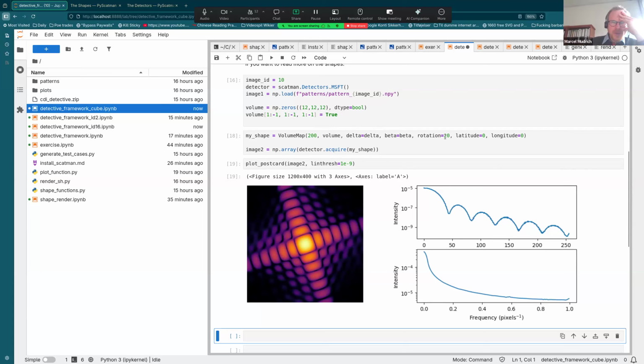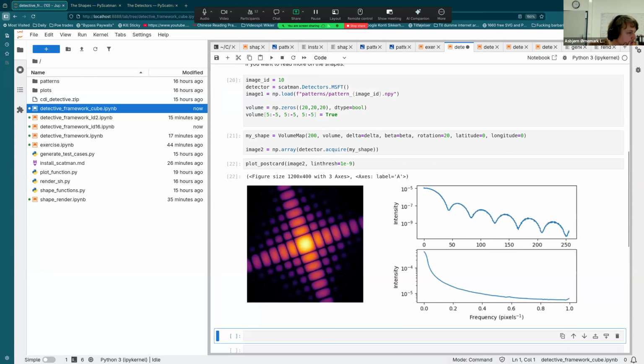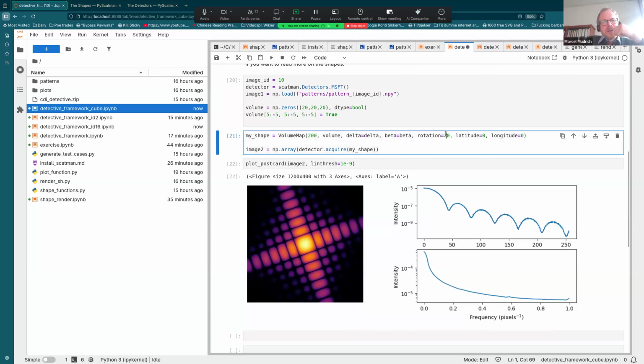Why not make this zero space even larger just to be on the safe side? We can try that. We want the inner cube to go from 5 to -5. Yes, that looks very clean. Okay, so we looked at the rotation.